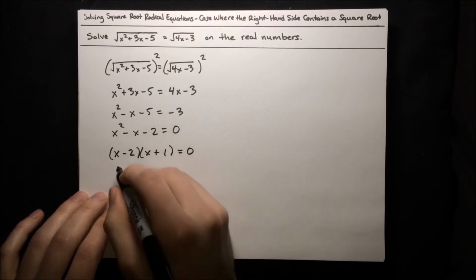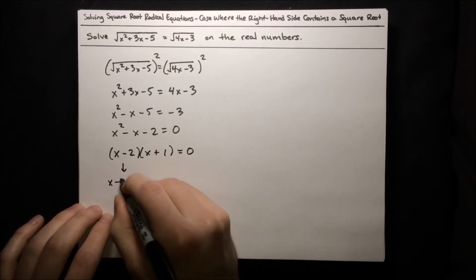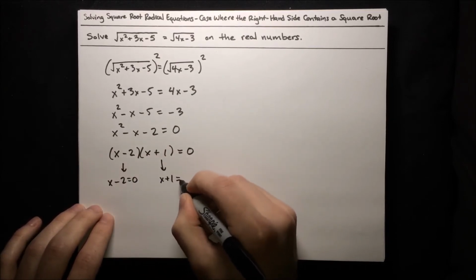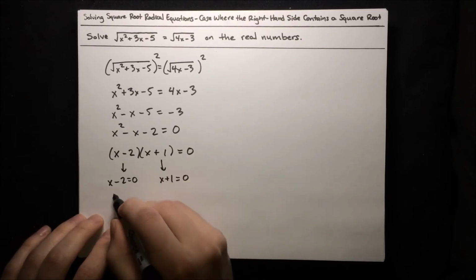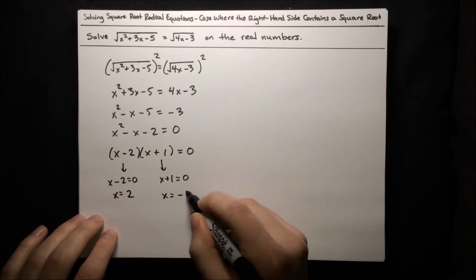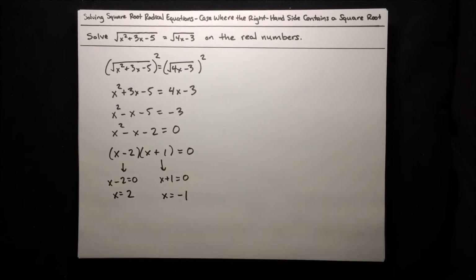And then use the zero product property. So x minus 2 equals 0 or x plus 1 equals 0. Solve both of these independently. x equals 2 or x equals negative 1. And let's double check each of these solutions.